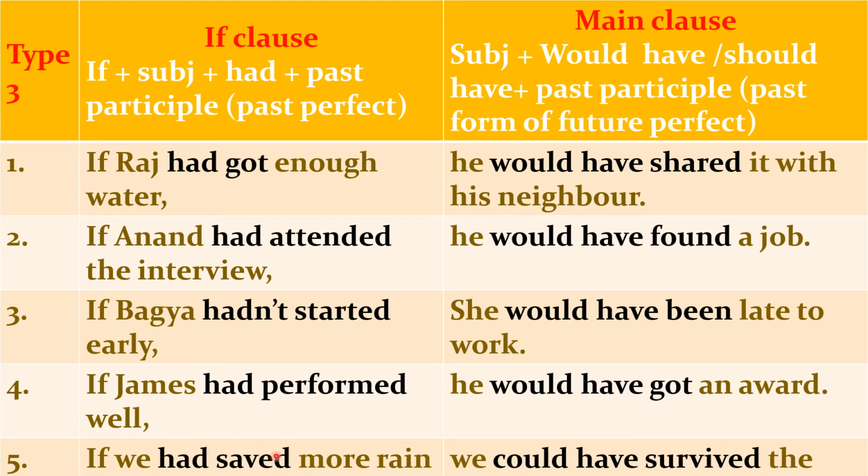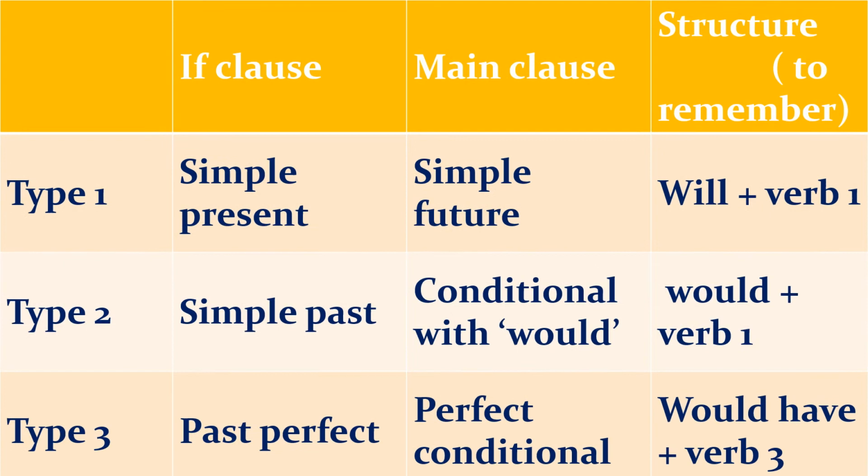If we had saved more rainwater, we could have survived the drought. If plus subject plus had plus past participle, that is past perfect. Here, we could have survived the drought. If we are clear about the structure, it will be easy for us to write this conditional clause, or if clause. We can keep the structure short like this also. Most probably it may be correct.